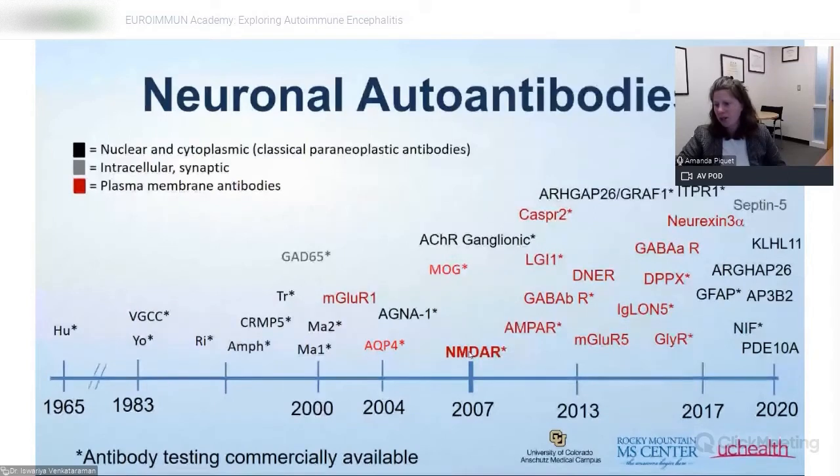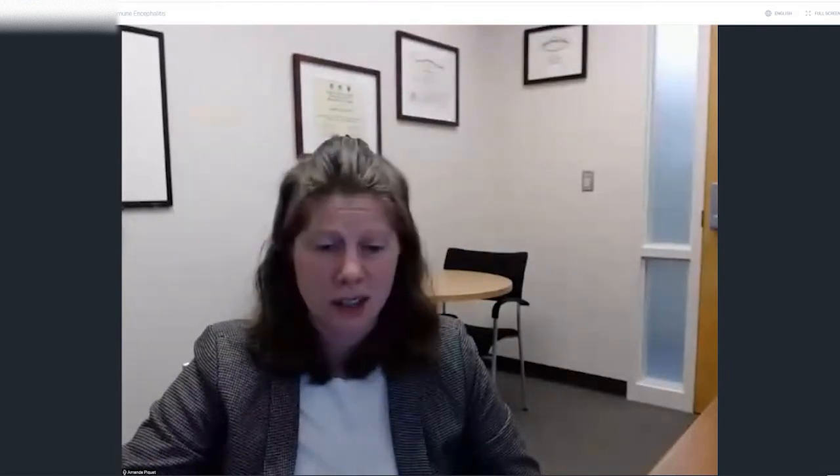Beyond NMDA receptor encephalitis, other antibodies against cell surface and synaptic antigens have been identified with increasing frequency. And these are all highlighted here on this page in red. The discovery of these cell surface antibodies has really shaped the landscape of autoimmune neurology. And it is now recognized that many of these antibody syndromes can be readily treatable with immune therapy. Additionally, the discovery of new neuronal antibodies has really revealed that these conditions are much more common than previously appreciated, and oftentimes patients remain misdiagnosed or undiagnosed.